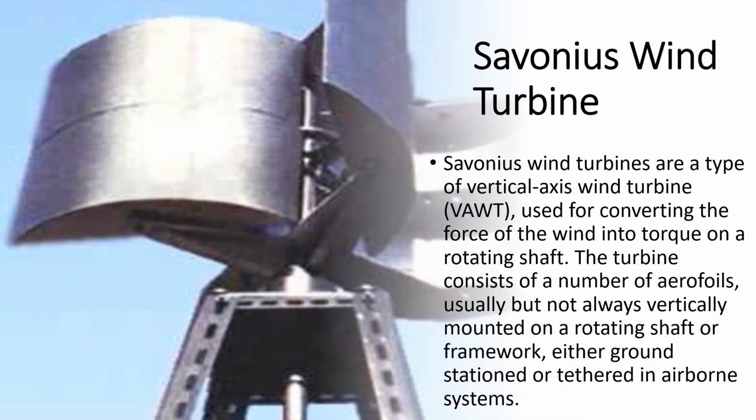Savonius wind turbines are a type of vertical axis wind turbine, VAWT, used for converting the force of the wind into torque on a rotating shaft. The turbine consists of a number of aerofoils, usually but not always vertically mounted on a rotating shaft or framework, either ground-stationed or tethered in airborne systems.